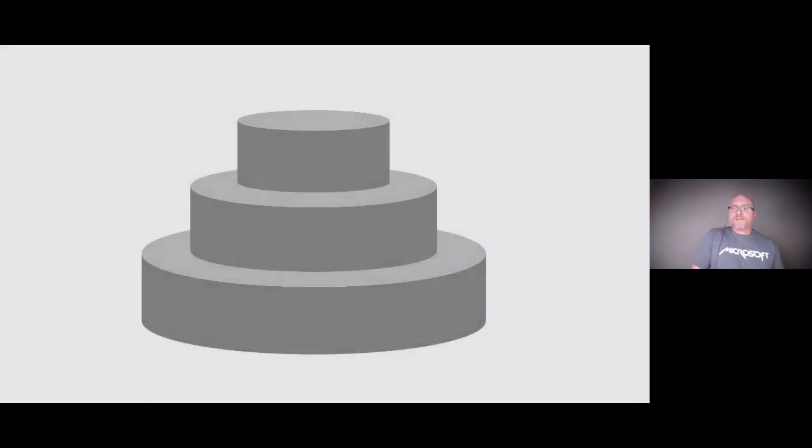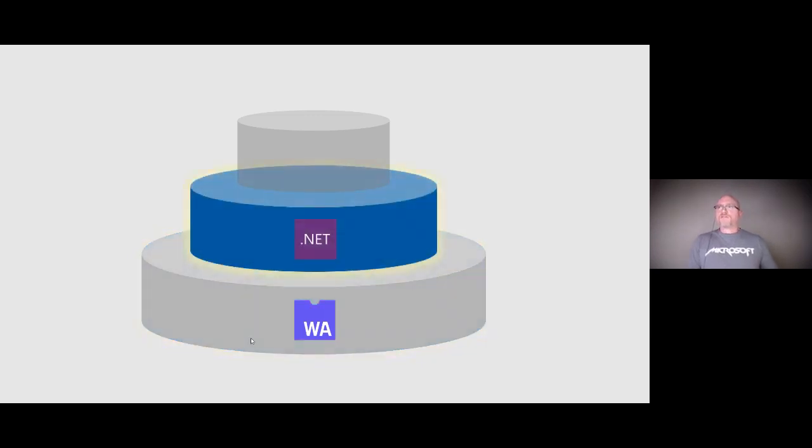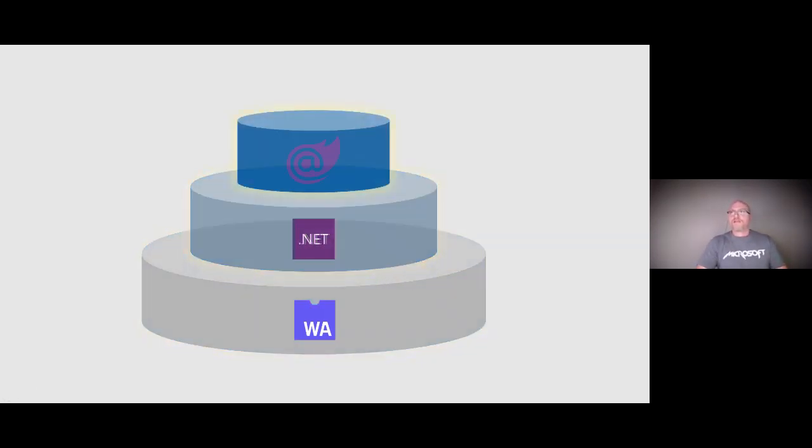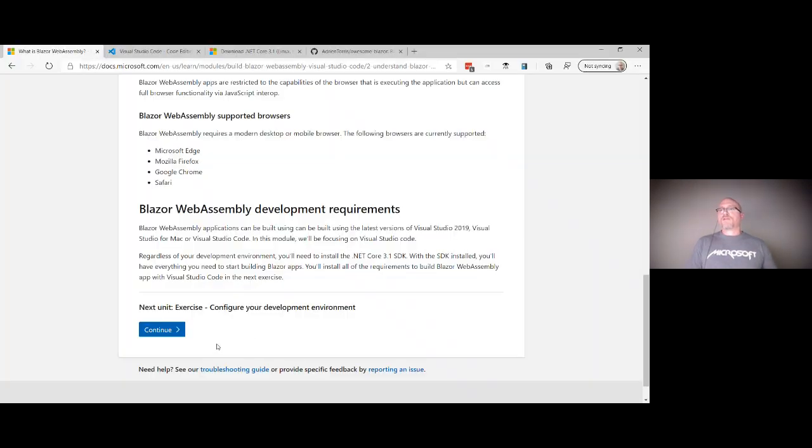All right, so this is the layer cake I just described. To illustrate what I just talked about, this is WebAssembly. This is what's inside your browser. This is the .NET Runtime on WebAssembly. This is Blazor, and together they make that complete experience. So if you're a visual type person, hopefully that helped.